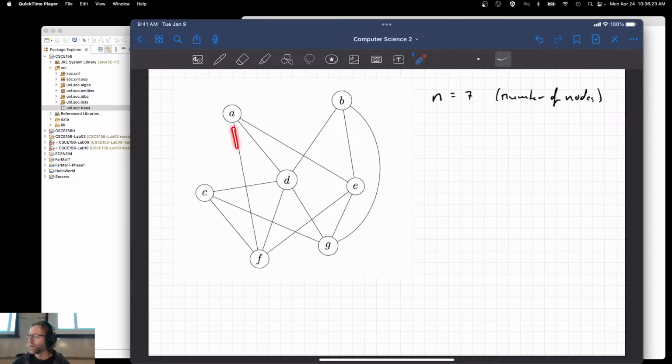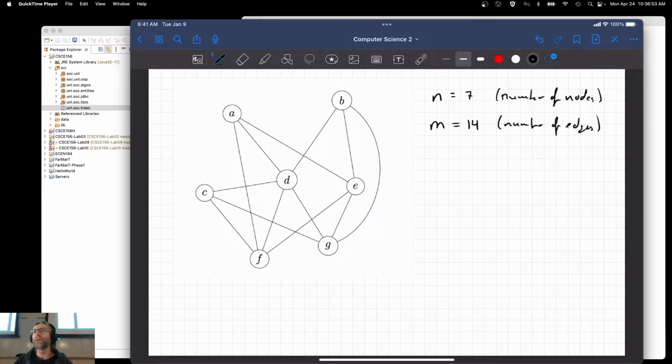Okay. How many edges do we have? Well, I count 1, 2, 3, 4, 5, 6, 7, 8, 9, 10, 11, 12, 13, 14, I think. Did I miss any? All right, we'll just say that it's 14. We generally use the variable m to indicate the number of edges. And if I miscounted, sorry. This is going to be the number of edges.